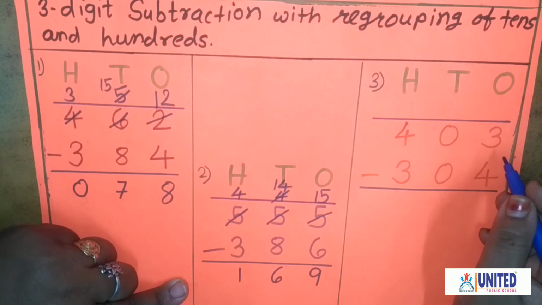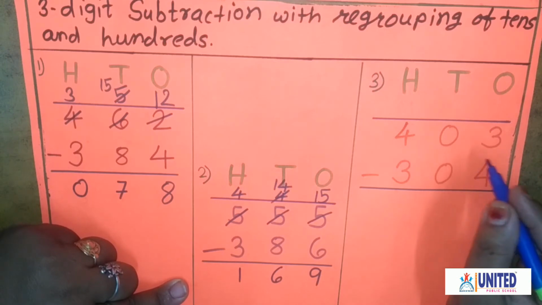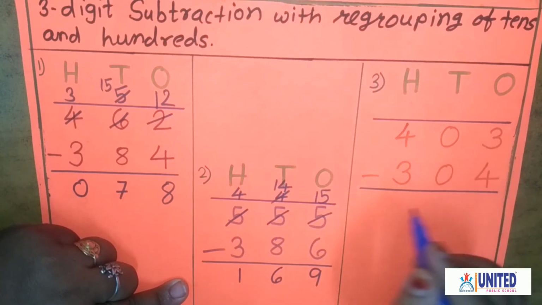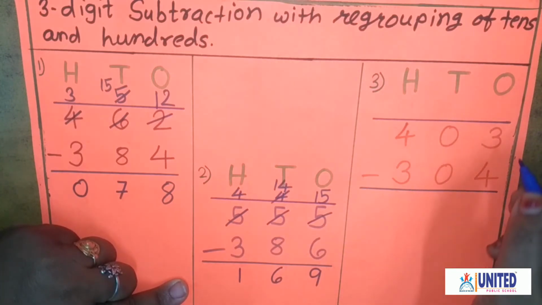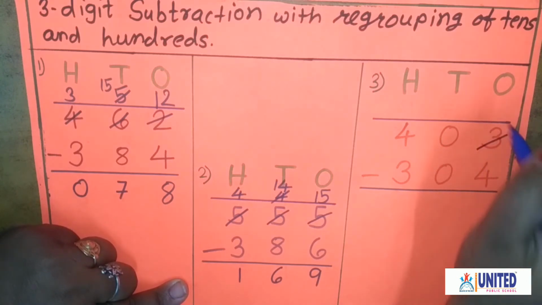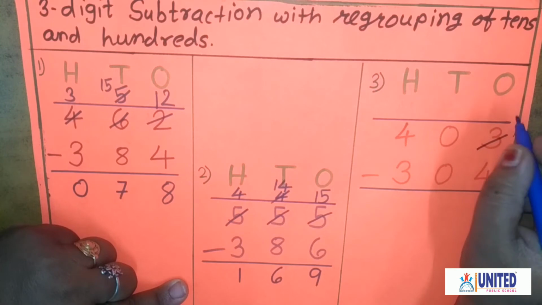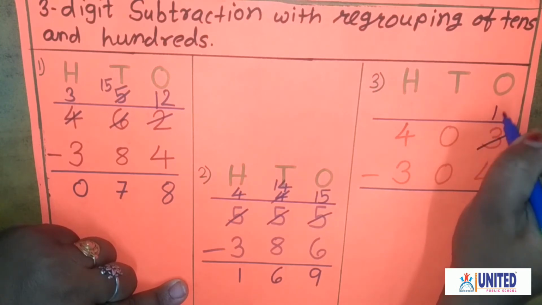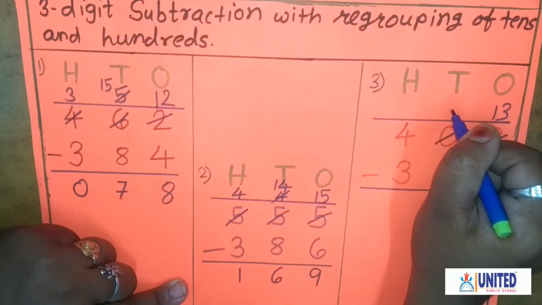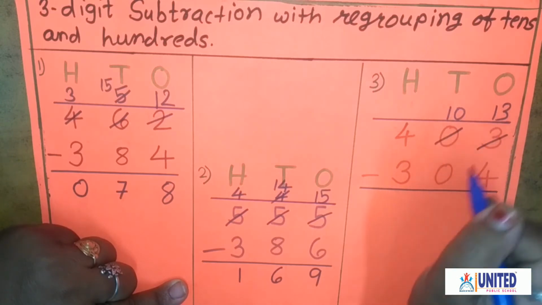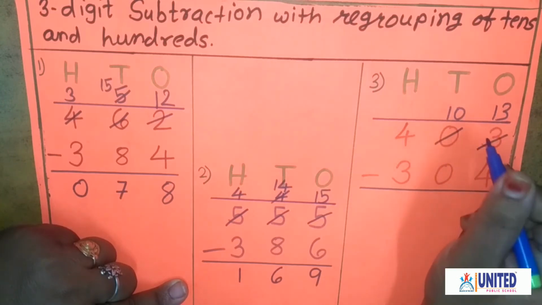Again, see 403, that means 403 minus 304. Again start from the ones column. 3 minus 4 is possible? No. So we can take the borrow from the tens column. So here we write 13 and here we write the 10. So why do we write here 10? Because the 0 cutting 10.